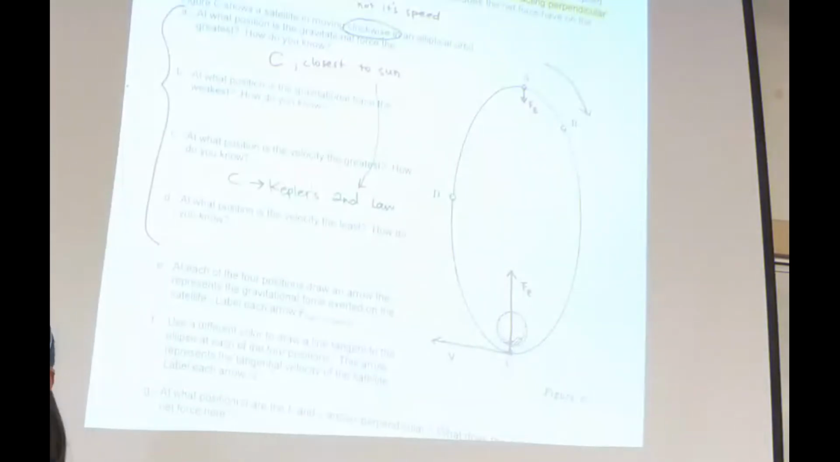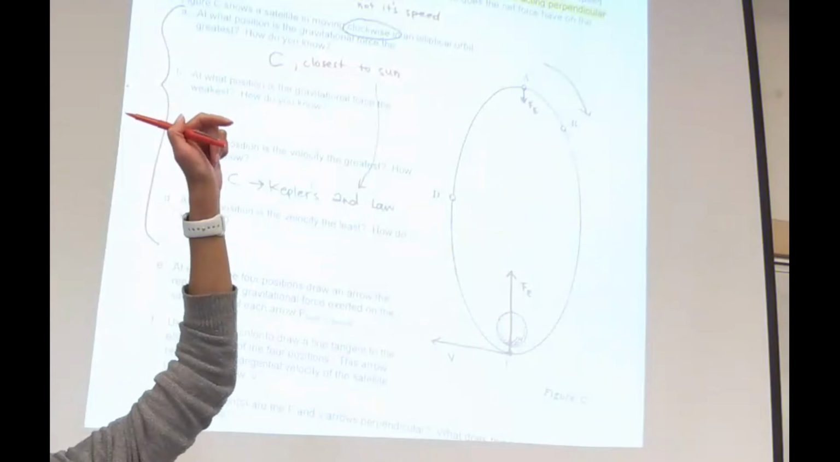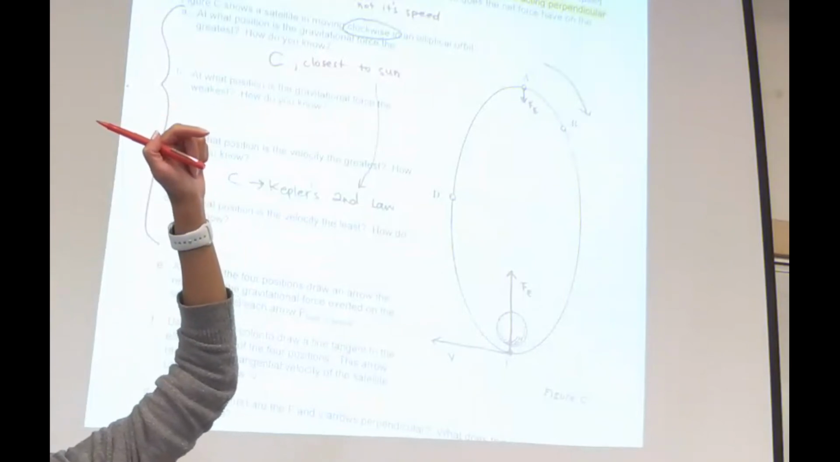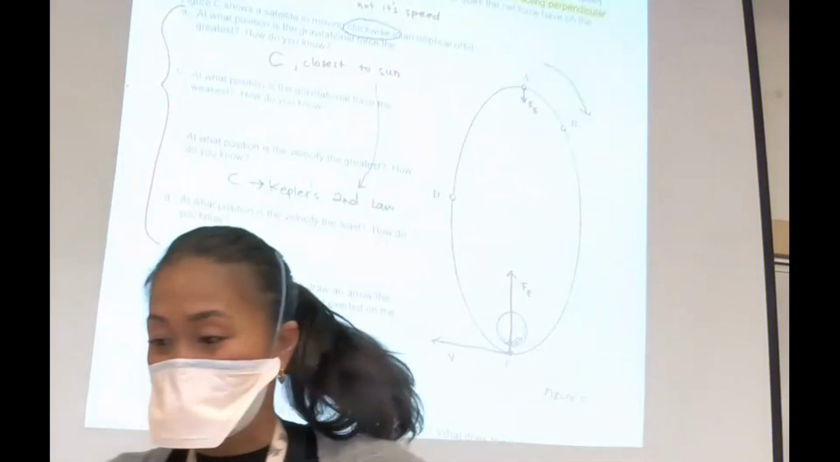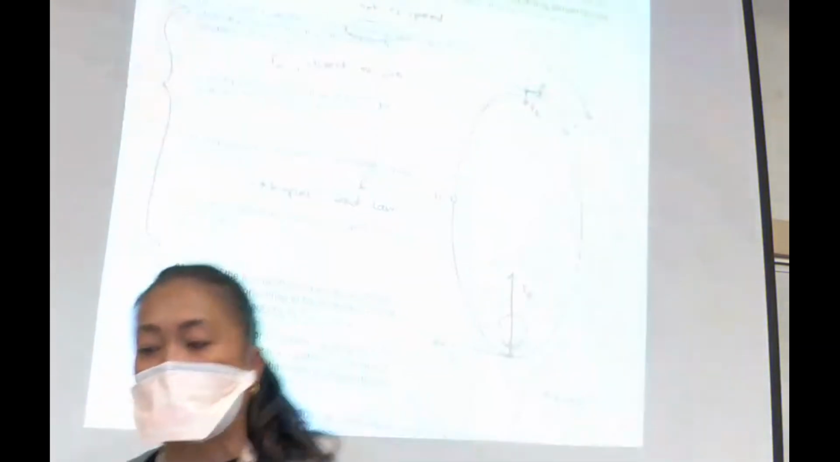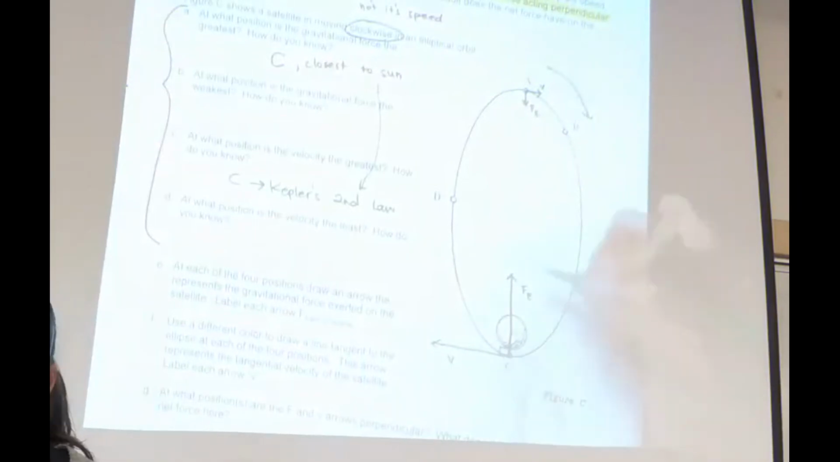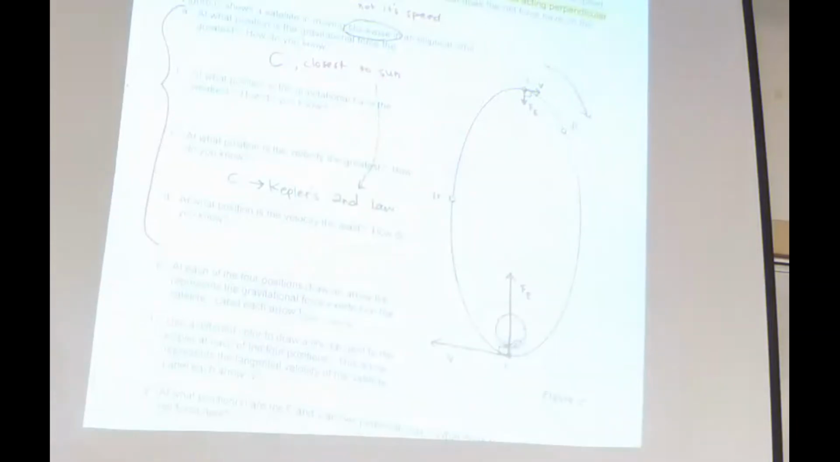Okay, so now that we know that, what's going to be my shortest velocity, my slowest velocity? Roberto? At A. So I'm going to draw a short velocity arrow at A. Okay, these are perpendicular also. And what did we say about perpendicular? It changes its direction, but not its speed.